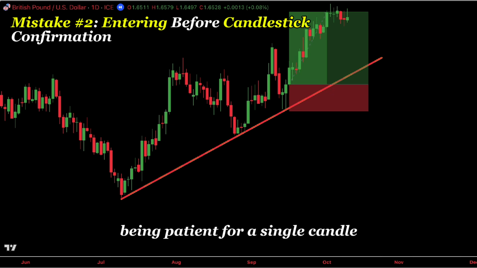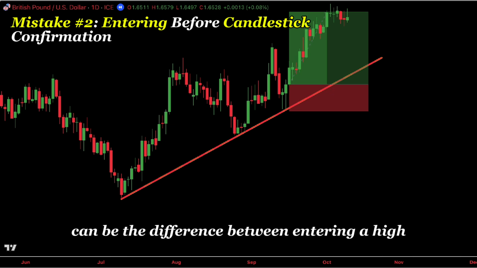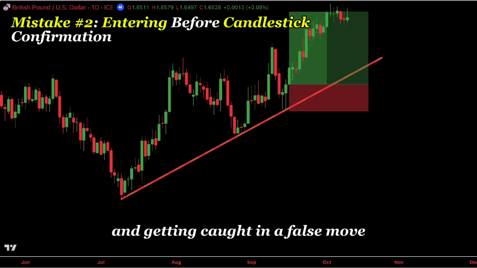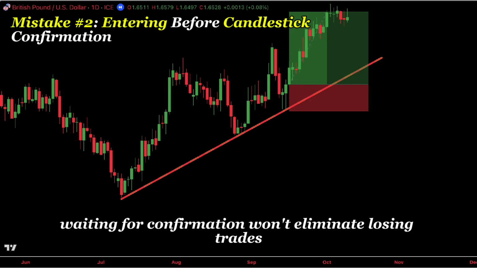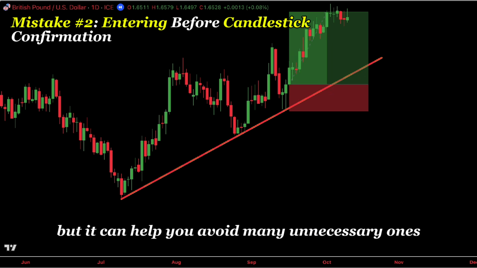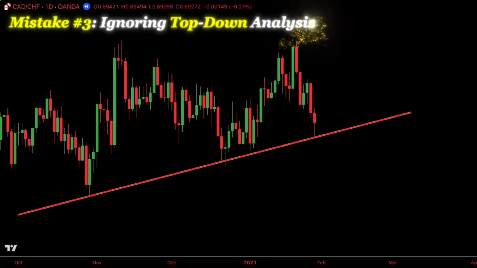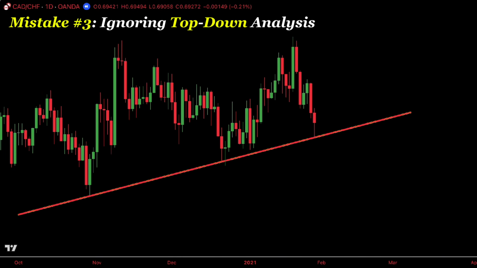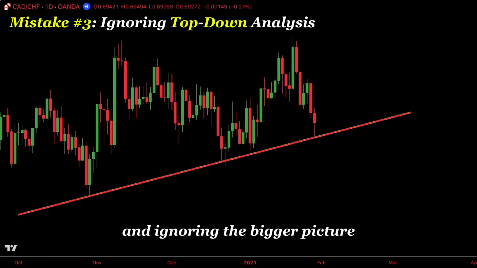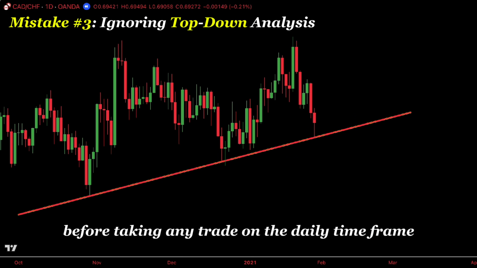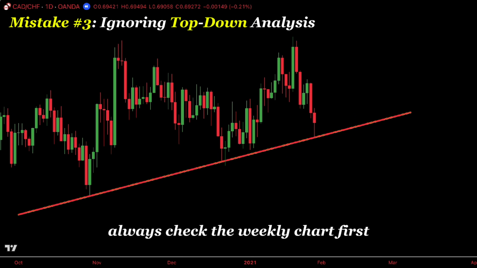Being patient for a single candle can be the difference between entering a high-probability trade and getting caught in a false move. Waiting for confirmation won't eliminate losing trades, but it can help you avoid many unnecessary ones. Another mistake many traders make is looking only at the daily chart and ignoring the bigger picture. Before taking any trade on the daily time frame, always check the weekly chart first.